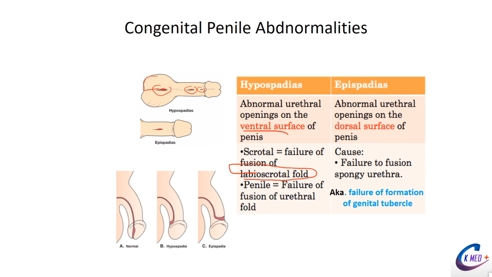This is where your labia majora is going to be aligned here in the scrotum. But if it's actually on the urethra up here, then it's just that fusion of the urethral fold actually failed. So that's important to know.